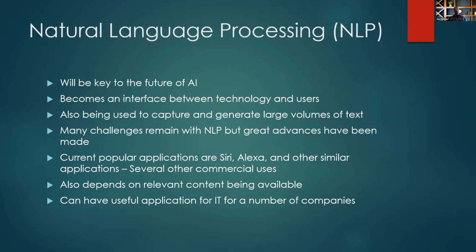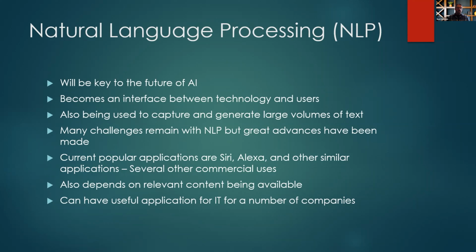The next category of tools we looked at were natural language processing tools. And this is really something that we've all encountered in the last 10 years, as we've seen Siri and Alexa in our phones and the various other tools that use natural language processing. It becomes an interface between technology and users, and that's really its strongest point. It's also being used to capture and generate large volumes of text when it's needed. Could be something that is very useful for a chatbot. There still remain many challenges with natural language processing, simply because there are so many not overt meanings of text and of language that natural language processing isn't able to discern.